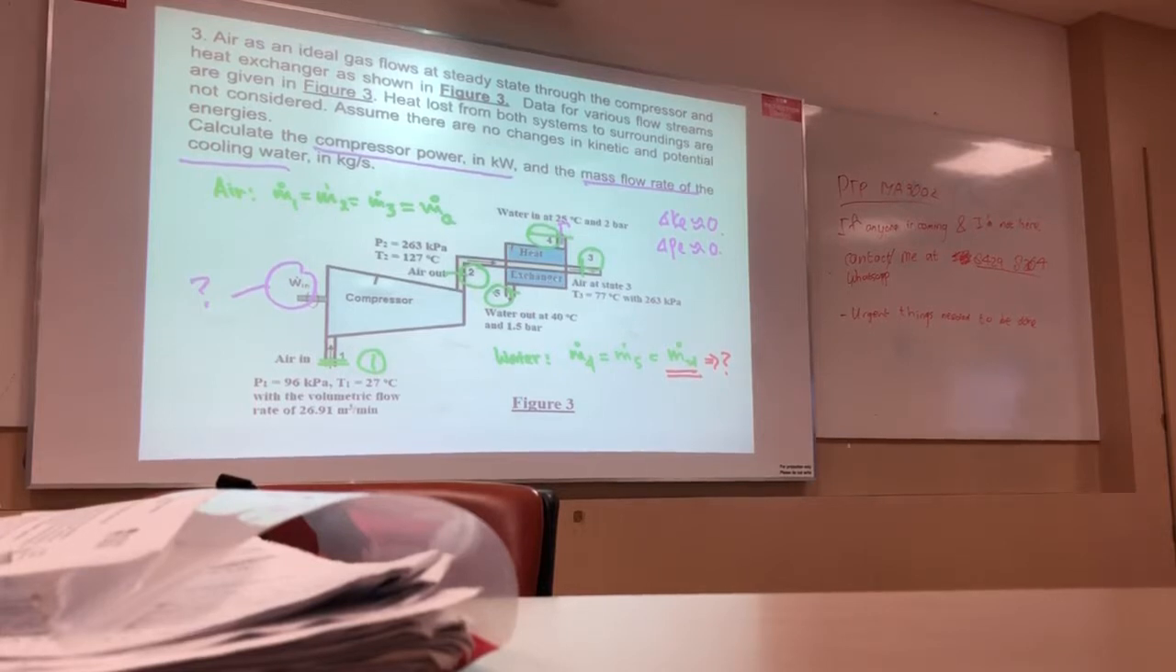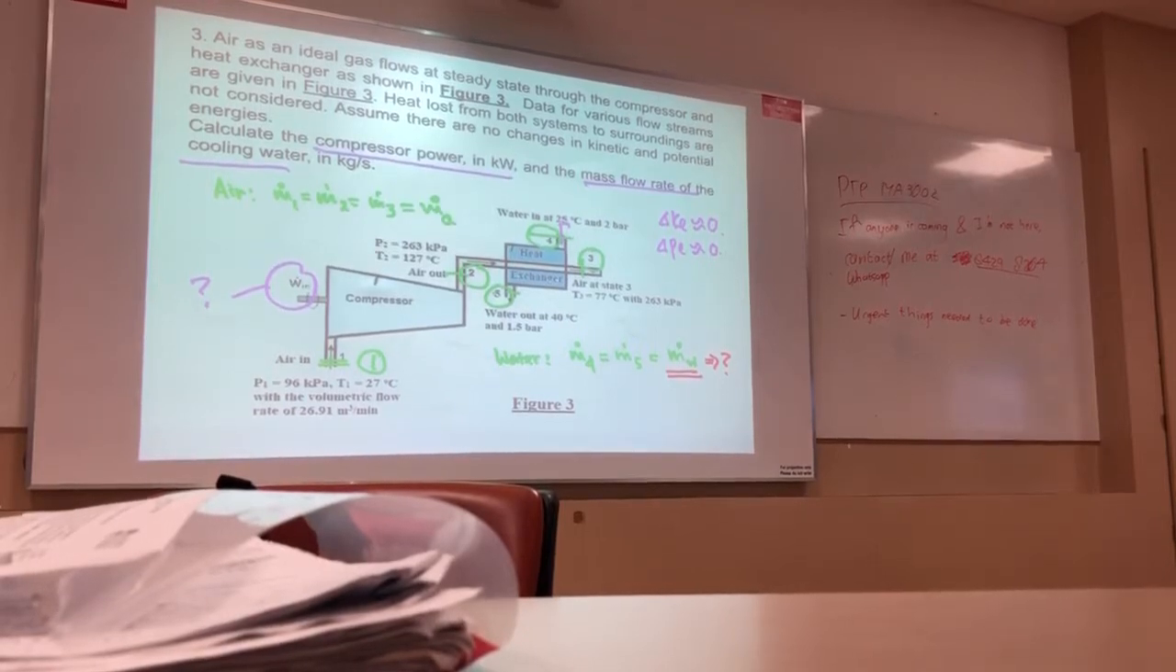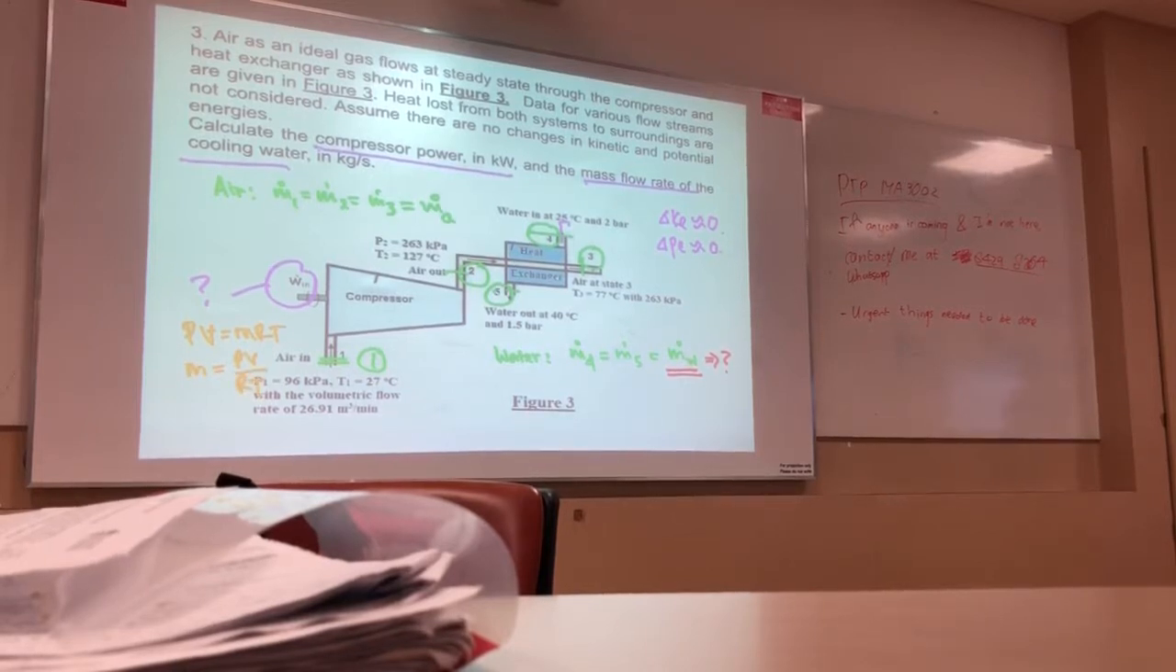Can I go next? Okay, what is the mass flow rate here? How to find? This is the ideal gas of air, right? What is the equation? PV equals mRT, I know, right? What is m? m equals PV by RT. Correct. Any problem? No problem.